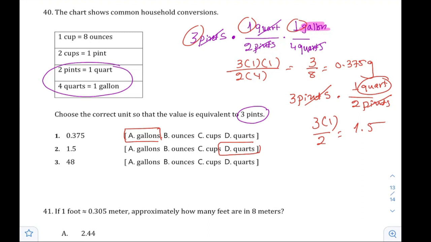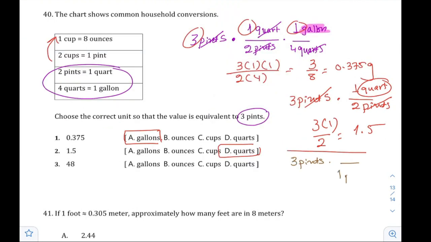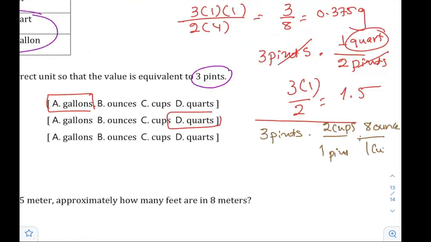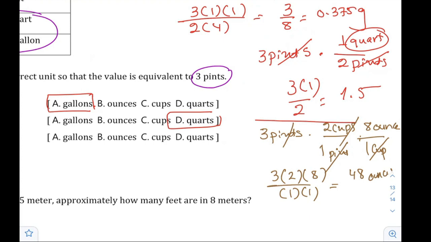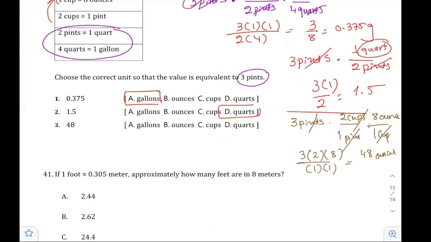What if I want ounces? Now I'll go back here. Let's choose another color here. We want 3 pints to be converted to ounces. So we know that 1 pint is 2 cups. And 1 cup is 8 ounces. So cup goes with cup, pint goes with pint. So it will be 3 times 2 times 8 up, and down we have 1 times 1. 3 times 2, 6 times 8 is 48 over 1 is 48 what? Ounces. So whatever you need to cancel, put it down so that you cancel. And we will have here this option.